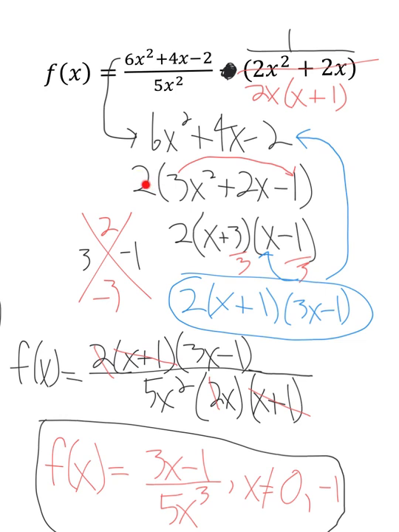But factor out your greatest common factor of 2, then multiply the 3 times the negative 1, and so that gives me a negative 3. And so factors of negative 3 that add up to negative 2 are 3 and negative 1. So 3 plus negative 1 is 2, and 3 times negative 1 is negative 3.